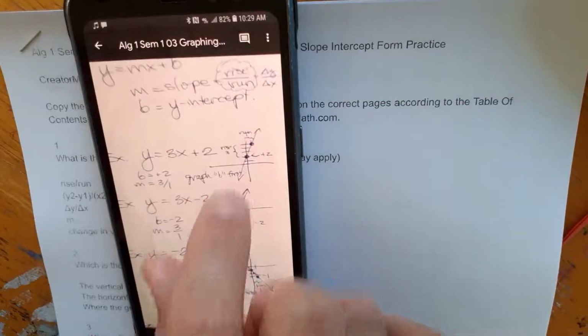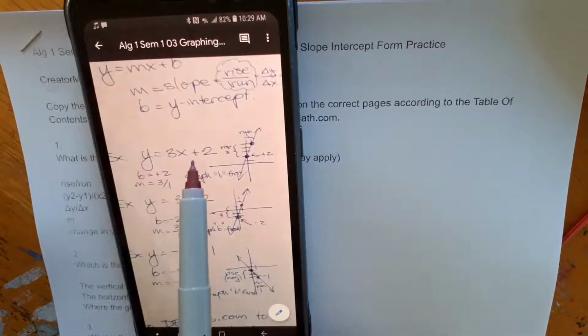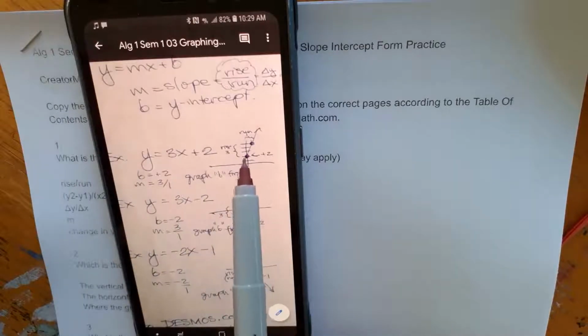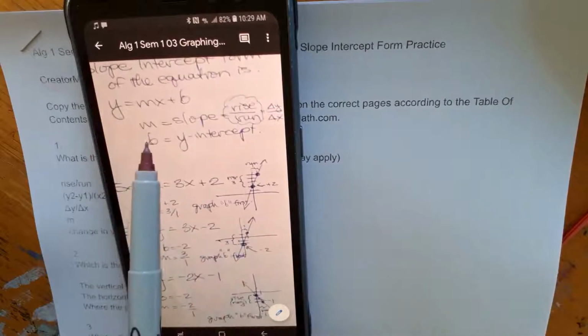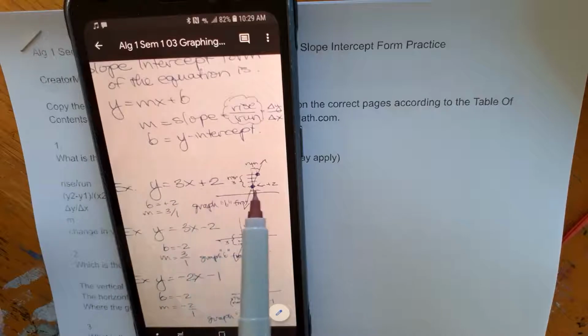All right, example. There's examples on how to graph if it's y equals 3x plus 2. We're going to go to the 2 first. We go to the y-intercept first. And I just tell students go in alphabetical order. B is in alphabetical order before m, so do the b first. So y equals mx plus b. We're going to do the 2 first.